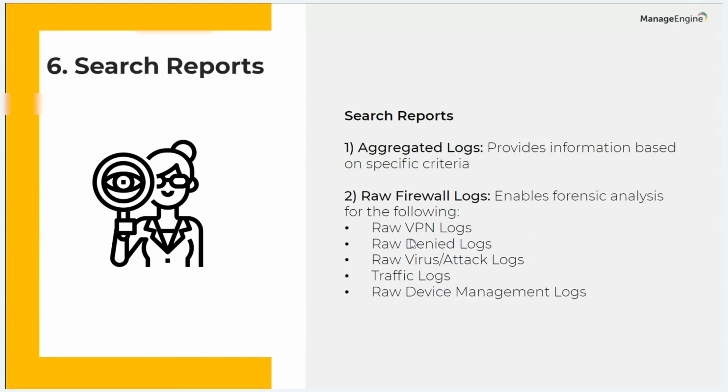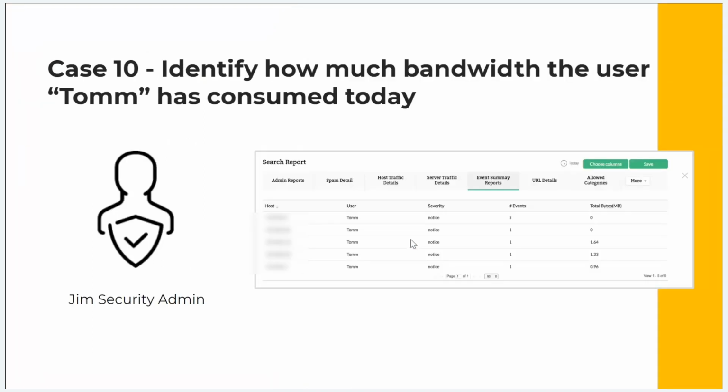Raw search, on the other hand, provides forensic log analysis from multiple activities. So let us see use cases for both of these reports. Now, first let us see a use case for aggregated search.